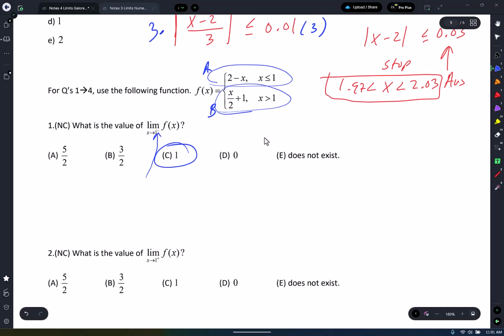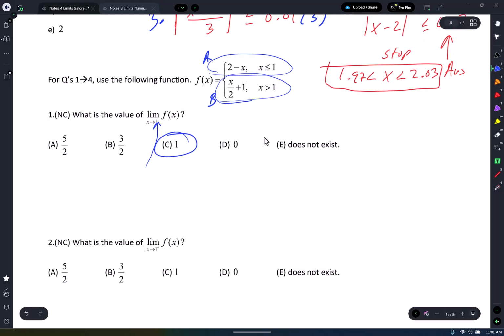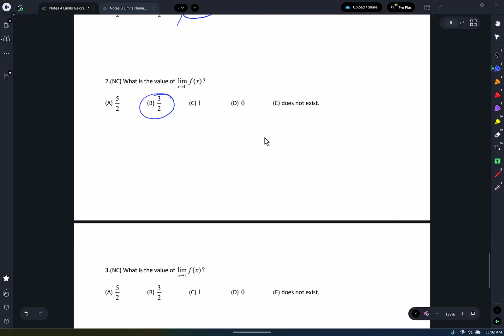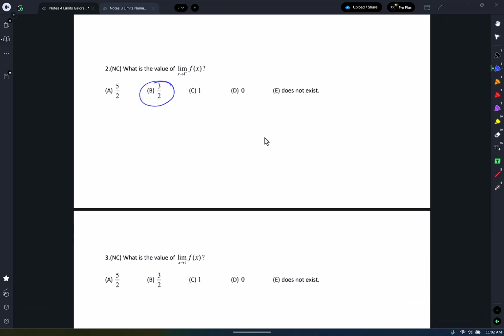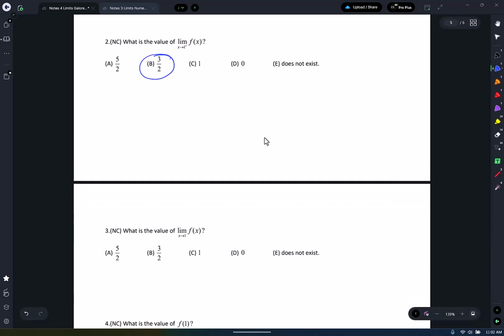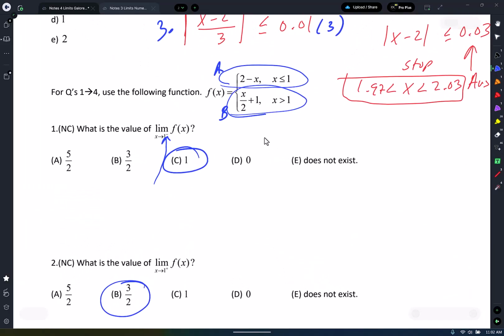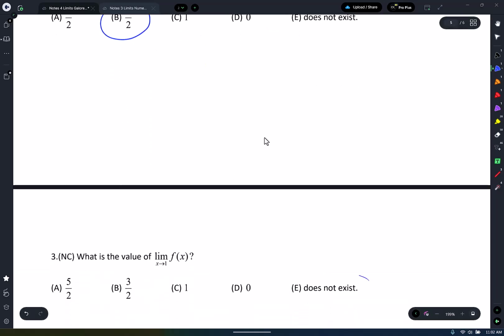All right. Letter B, or number 2. Limit as x approaches 1 from the right-hand side of f of x. Which one am I going to use, A or B? B, because I'm approaching from the right-hand side. So I'm just going to plug in a 1, direct substitution. What's 1 over 2? Half plus 1? 1.5, which is 3 over 2. The next letter just says, what's the limit as x approaches 1 for that same function? Well, from the left it's 1, from the right it's 3 over 2, so this one is? Good.